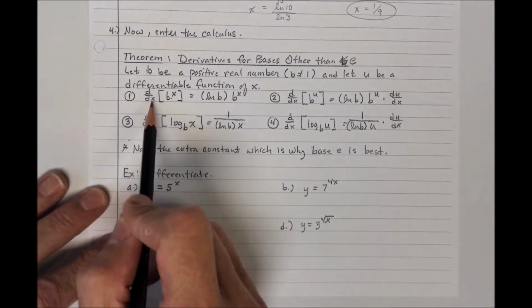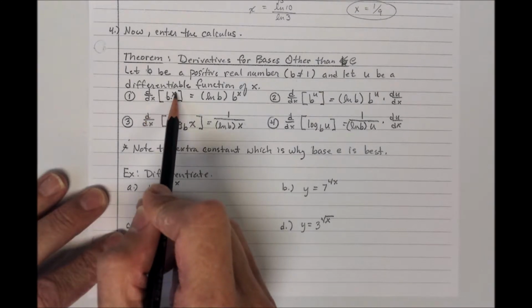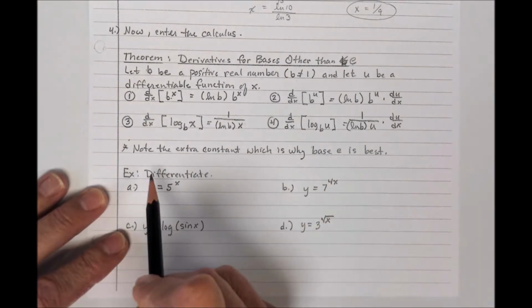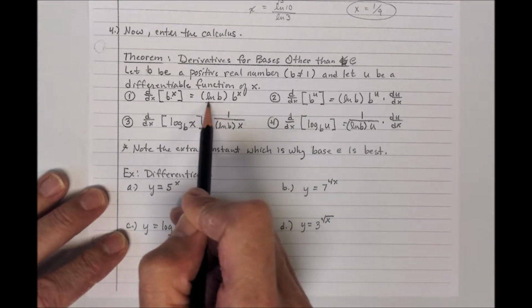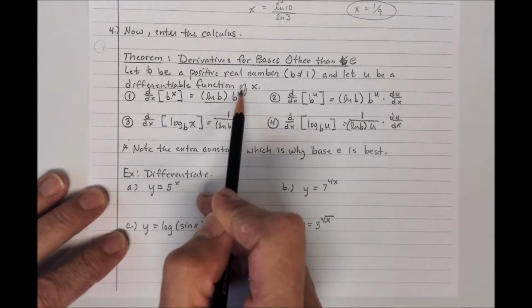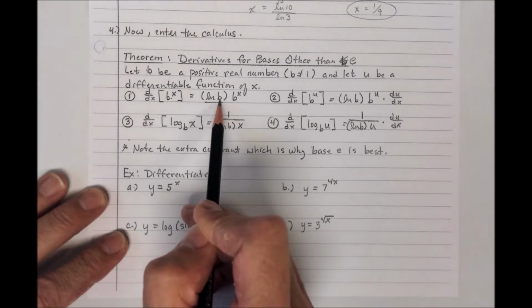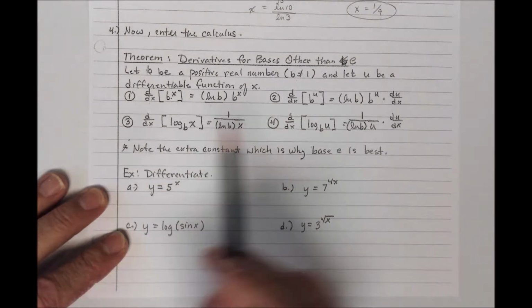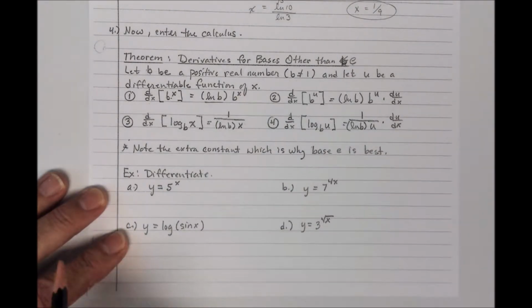The derivative with respect to x of b raised to the x is equal to b to the x times the natural log of b. So there's just that extra factor here. Now, if this was e to the x, we would get e to the x times the natural log of e, which is 1. So that would just drop out, and I would just have e to the x. So as I mentioned, even though it says other than e, this works for e as well.